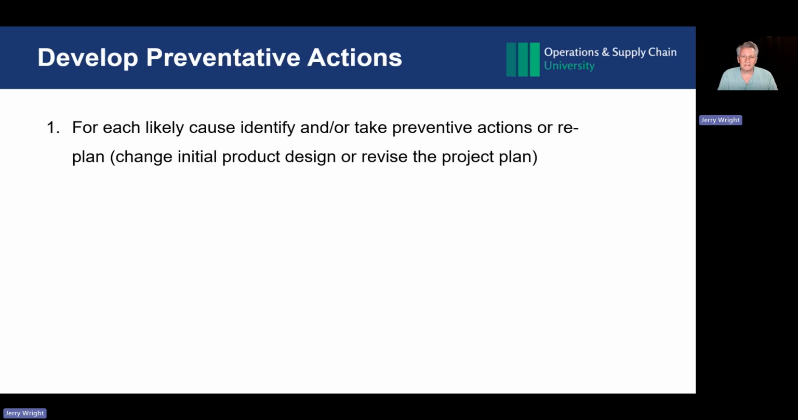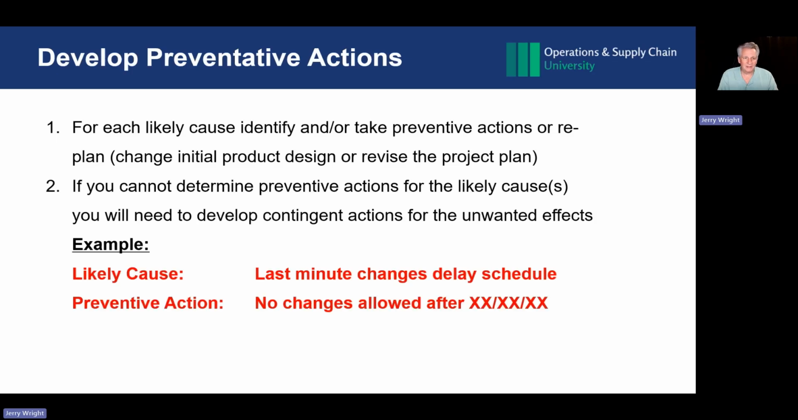Let's be careful. So one of the key things is we want to develop preventive actions. So for each likely cause, we identify and or take preventive actions or change the plan in the initial product design or the project plan or the process. Think of it this way. If you cannot determine preventive actions for the likely causes, you'll need to develop contingencies for the unwanted effects. Here's an example. Likely cause: a last-minute change delays the schedule to the product launch or whatever it may be. So our preventive action is we don't allow any changes after such and such a date.